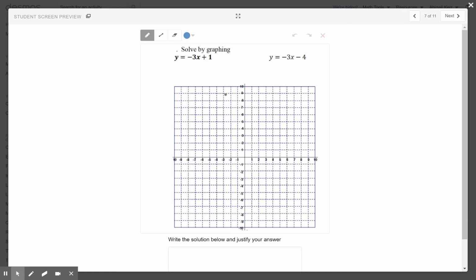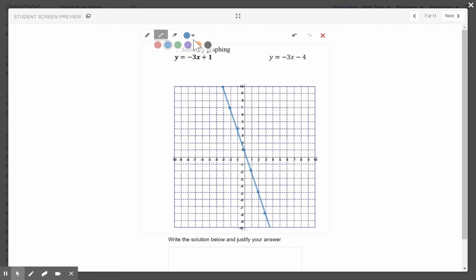Alright, so this next one, we're going to begin at positive 1, and we're going to go down 3, right 1, down 3, right 1, ran out of room. Now you want to do as many points as you can because you do not know where the intersection will be if there is one. Plus, you just want to draw a clear line through the entire grid.